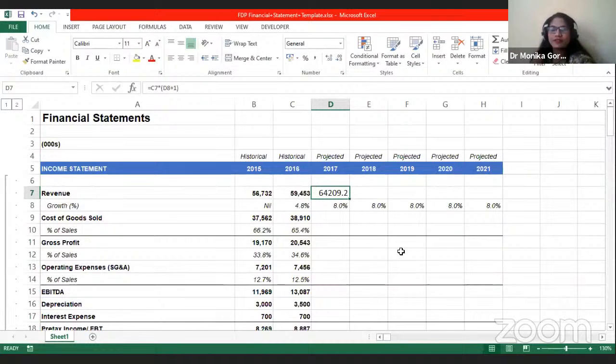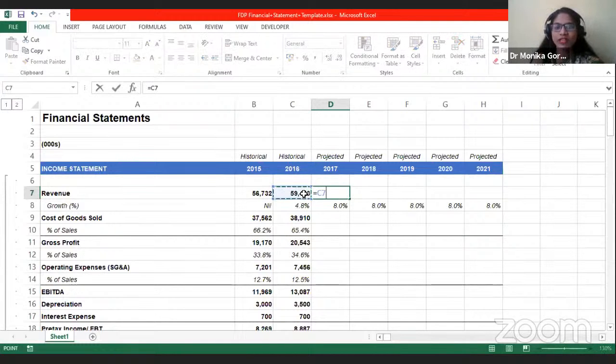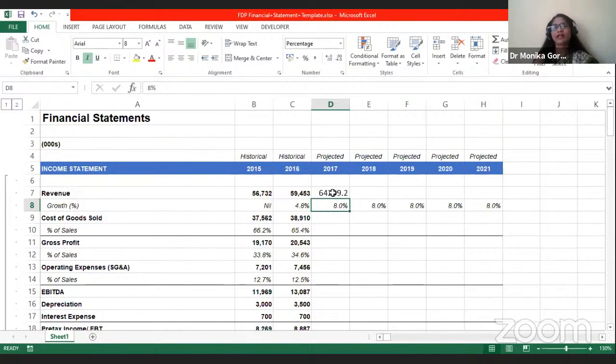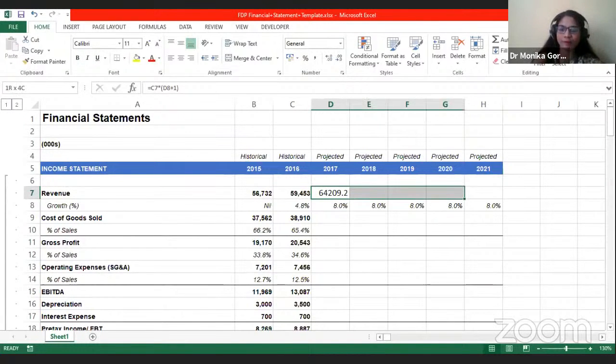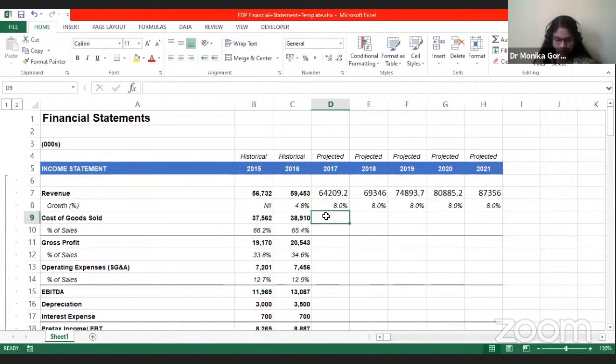Okay, so what I have done is I have considered 8% as an assumption. So previous year, which is 2016 revenue, into 8%, which is our assumption, plus 1. Here I come to know that the forecasted growth rate is 8%, and the amount forecasted will be 64,000. Again, I'll click shift, left arrow, and control R, so that whatever the formula is, it will automatically get pasted. Same thing, I'll move ahead with the cost of goods sold. Now I don't have cost of goods sold.